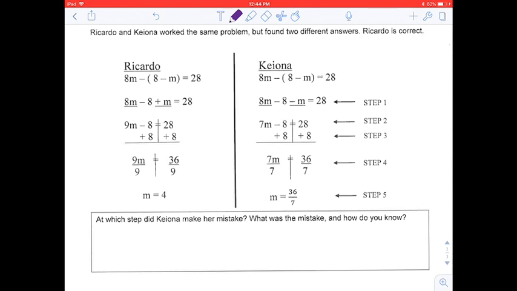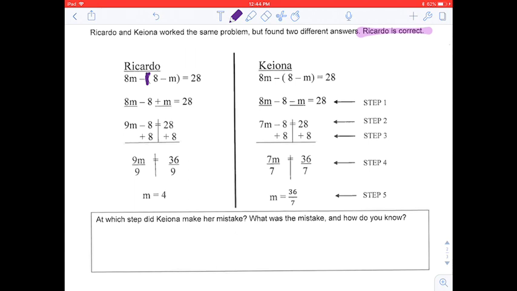Okay. So looking at Ricardo's answer, and I see here in the instructions, Ricardo is correct. So Ricardo put a -1 here and distributed 8m minus 8 plus m, and he got 28. That looks good. He combined his like terms, is what I'm seeing from those underlines. 8m plus m is 9m. He brought down the -8. He brought down the equals 28. He added 8 to both sides. That looks good. And we got 9m equals 36, so m equals 4.